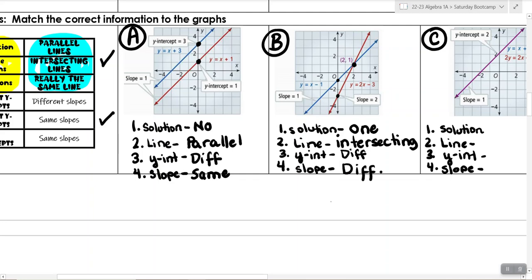All right, so I'll try to explain it like this. Okay, to be parallel means that your rise and your run is the same. That's why you don't end up touching. Your rise and your run ends up being the same. That's why you have the same slope. So parallel lines will have the same slope.